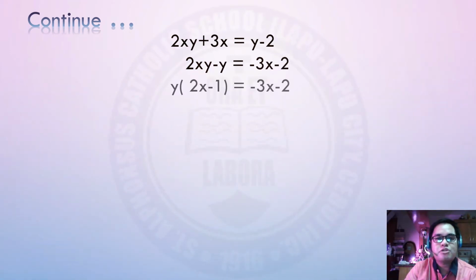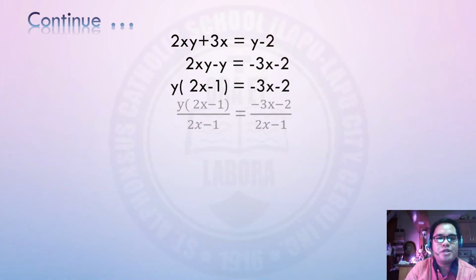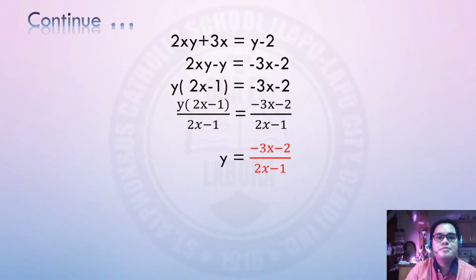After that, we are going to get the common factor of 2xy minus y, and its common factor is y. And then factor it out, and our equation becomes y times the quantity of 2x minus 1 equals negative 3x minus 2. And then after which, we are going to divide both sides of the equation by 2x minus 1. And then cancel 2x minus 1, and the equation becomes y is equal to negative 3x minus 2 over 2x minus 1. So this is considered as simplest form because there are no factors which are common to both numerator and denominator.